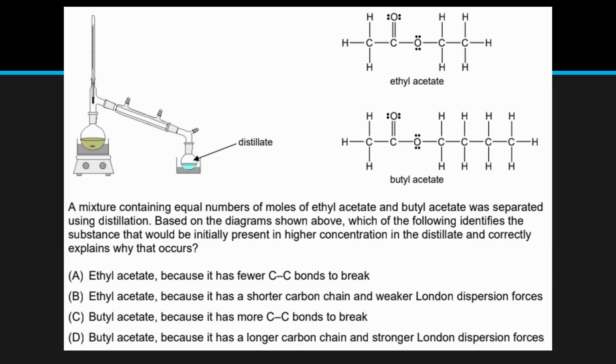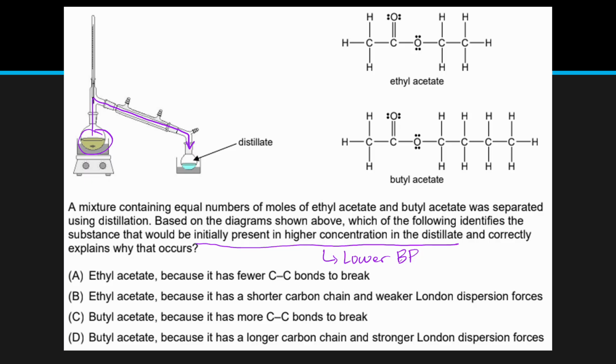So quickly going over distillation, we have a solution in this flask here that contains 2 liquids. It contains ethyl acetate and butyl acetate. What happens is we heat up this liquid, this solution, and the substance with the lower boiling point is going to start evaporating up this tube and condensing down this column until it reaches the distillate container there. So if we want to know what is initially present in higher concentration in the distillate, that's going to be the substance that has the lower boiling point, because that will evaporate from the solution first.